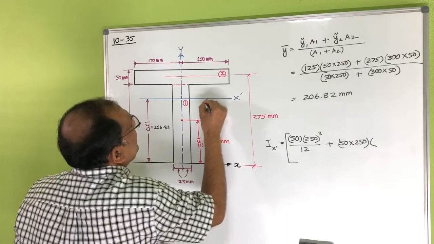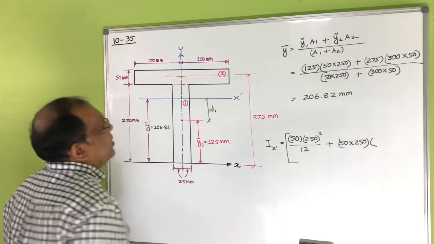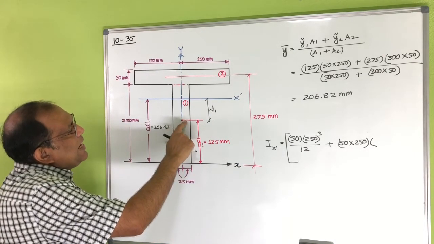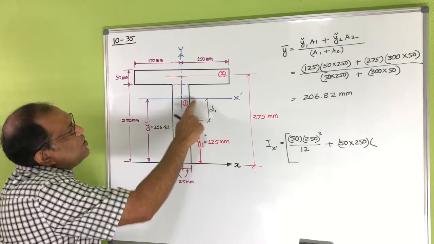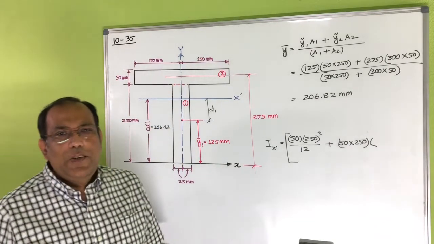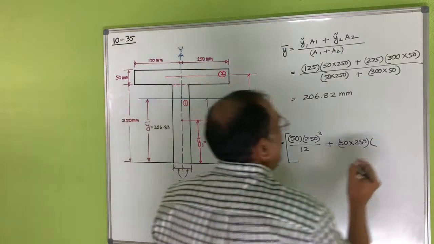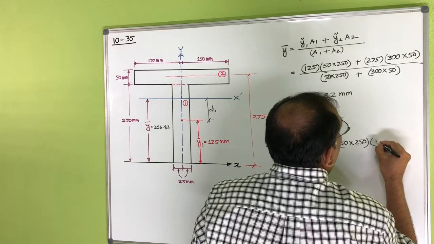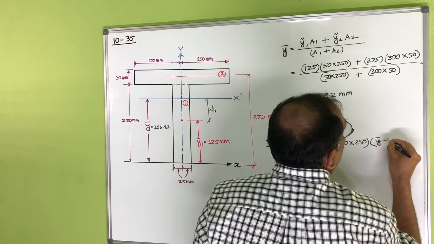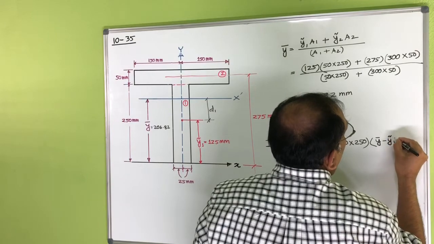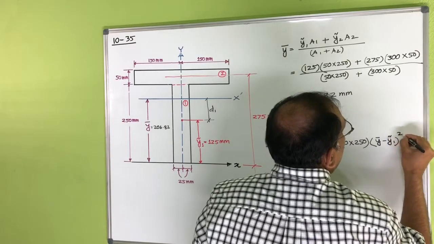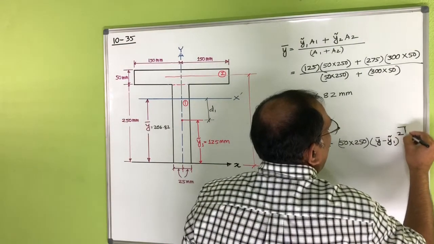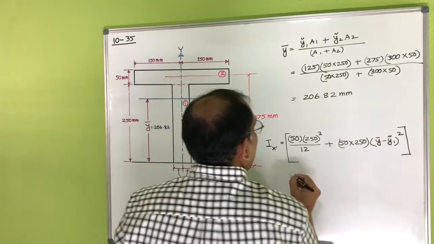You are transferring your moment of inertia from the centroidal axis of this component to the centroidal axis of the composite. Okay, so this one is d1. So d1 we can write as y bar minus y tilde 1, squared. That's for your part 1.